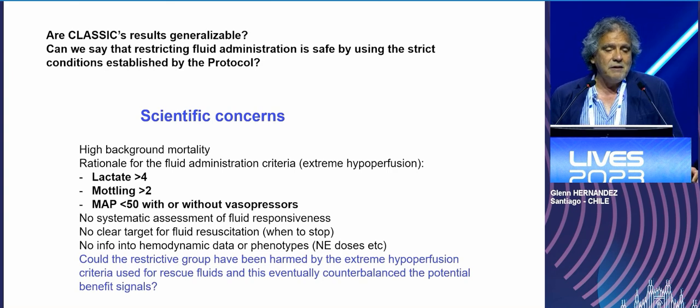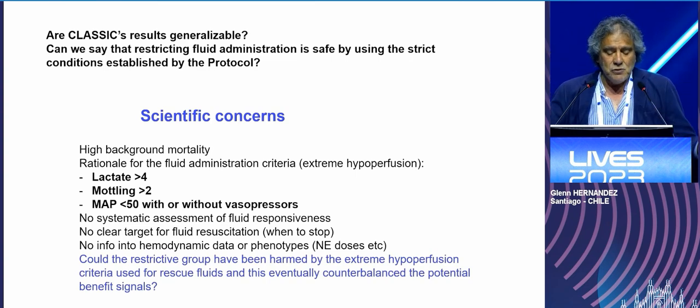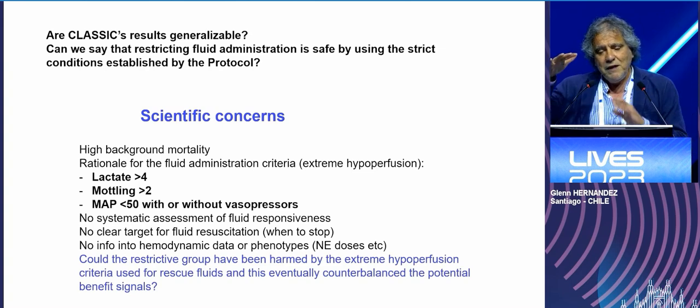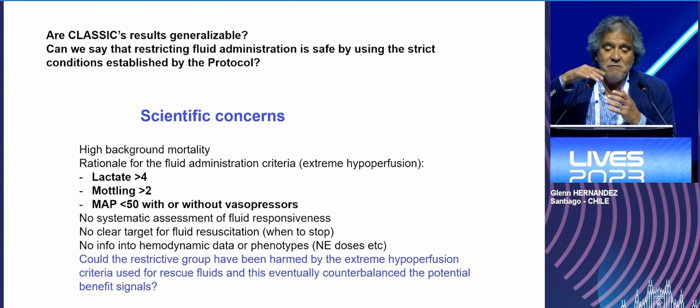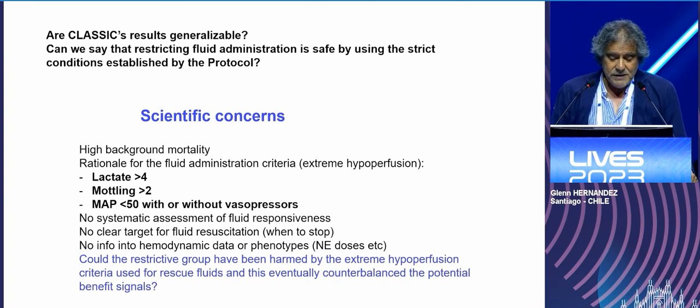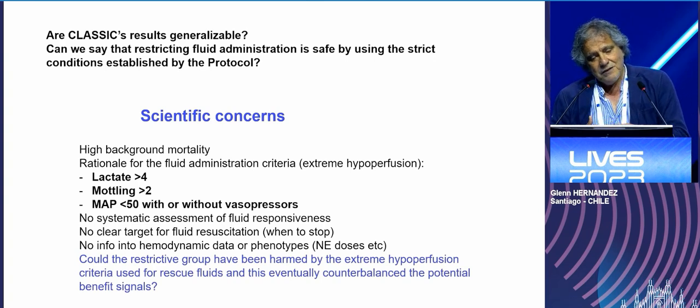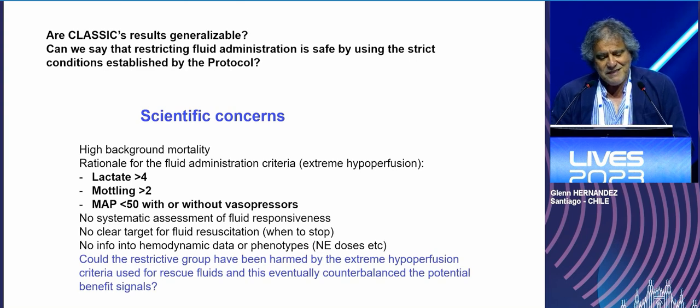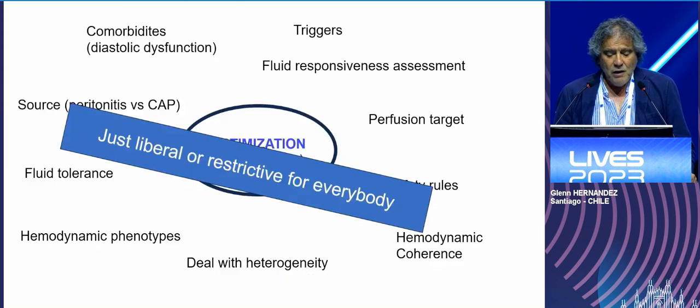But the main doubt, and I share it, and there was discussion, of course, in the group, is that eventually the neutral effects could be a counterbalance, or maybe some patients were harmed because of this extreme hypoperfusion criteria selected, and this counteracted the benefits. But this is arguable, and this is why we finally came to this, that we cannot recommend either systematic approach for this reason.